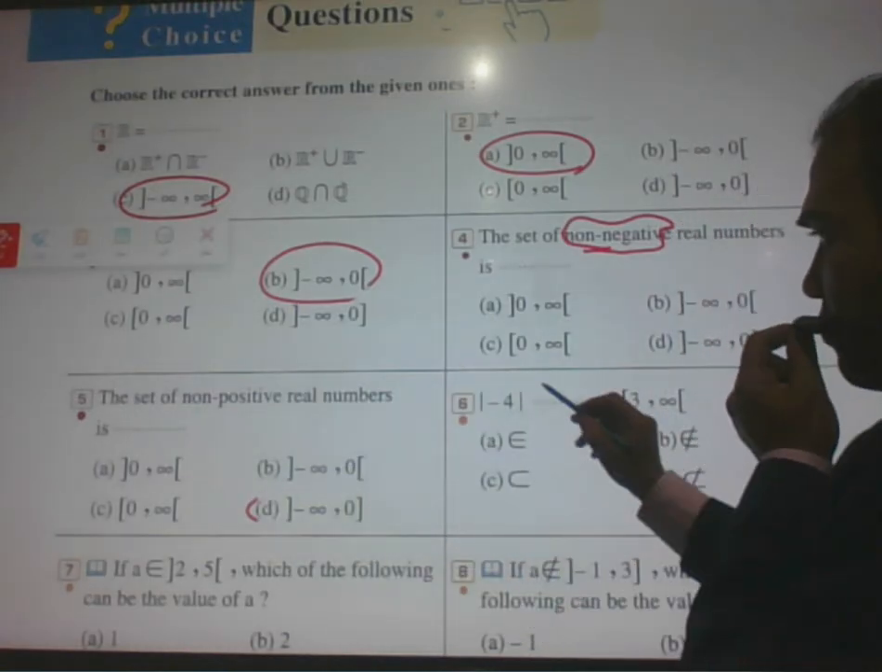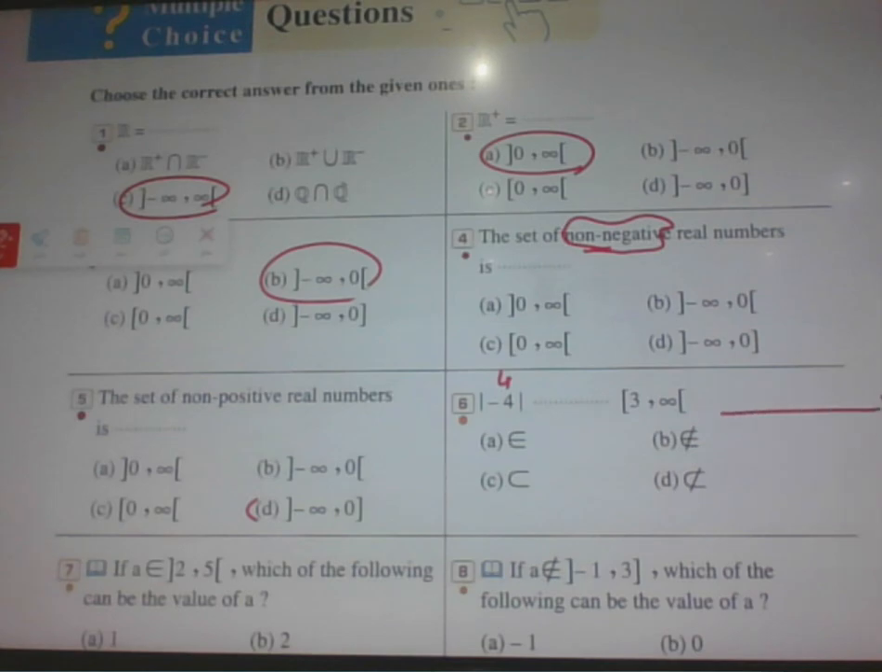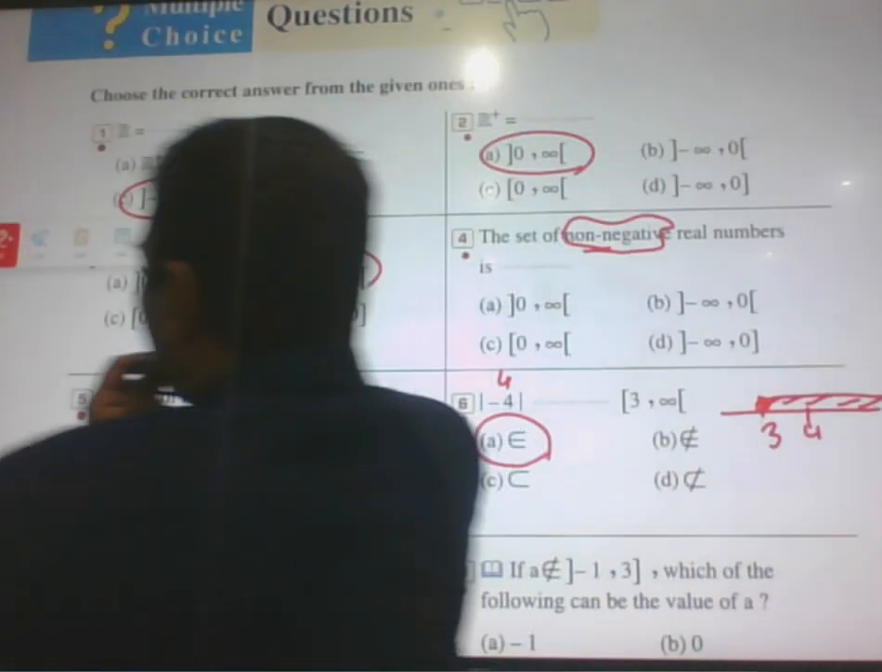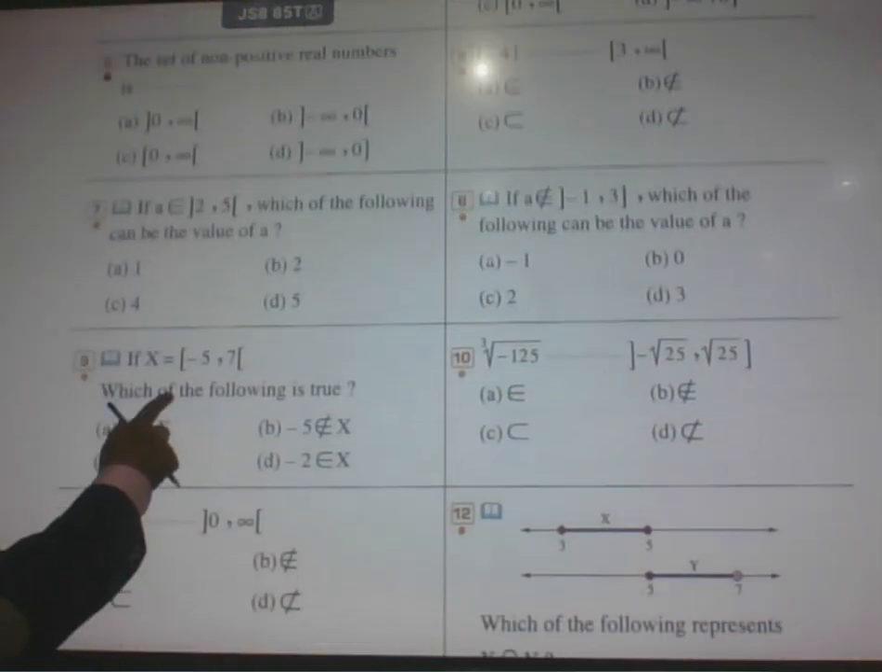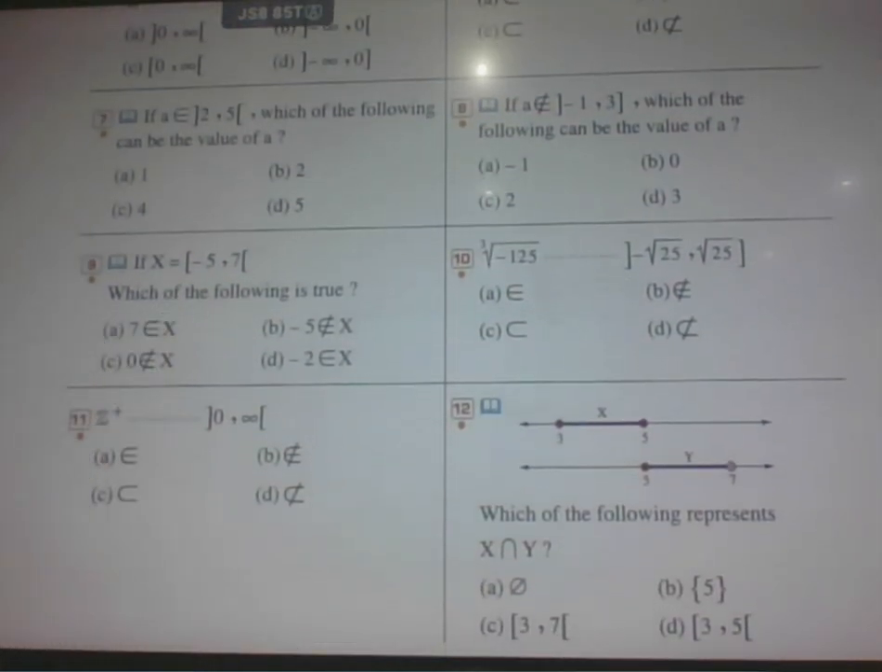Next question. We have the absolute value of the number negative 4. The absolute value of negative 4 will be 4. From 3 to infinity, we have this interval, 3 closed to infinity. Then we have 4, so it belongs to it. The answer will be letter A for this question. Next question, number 7. Look with me at number 7.